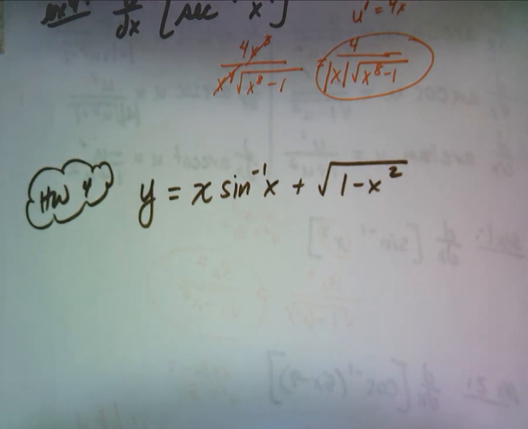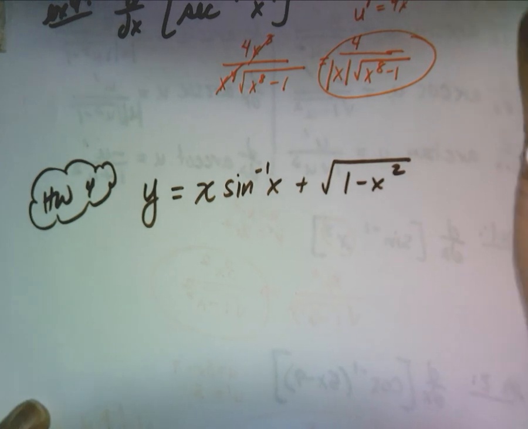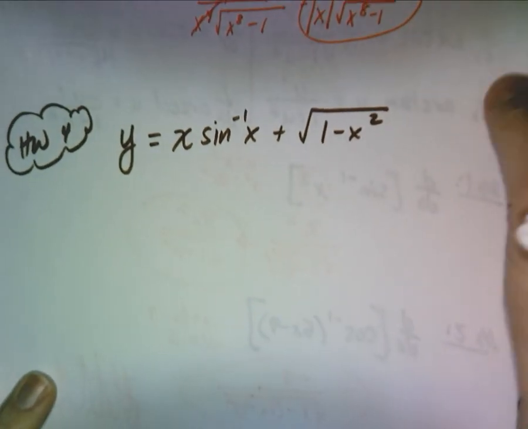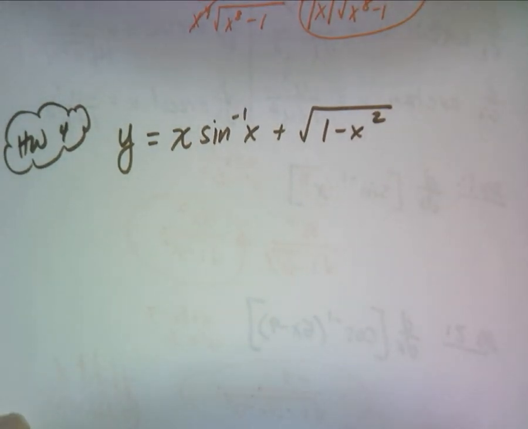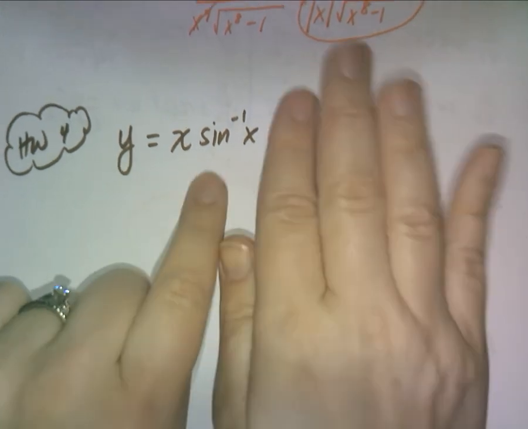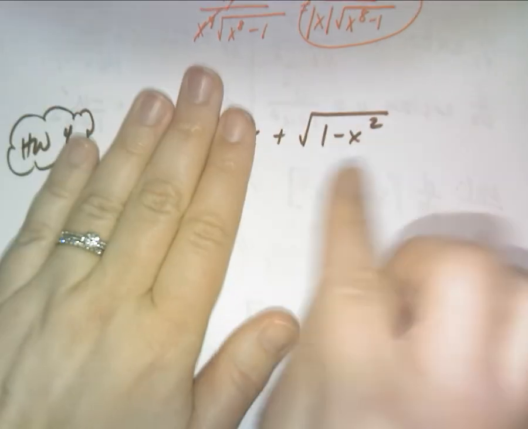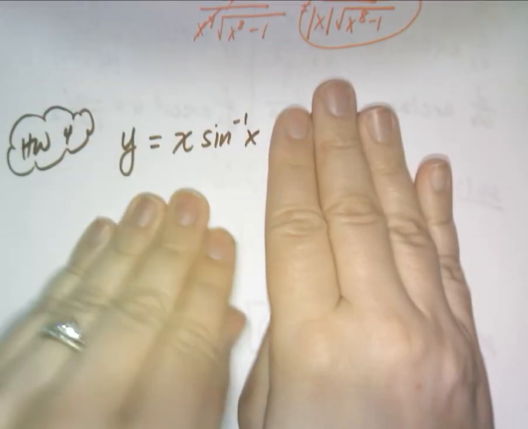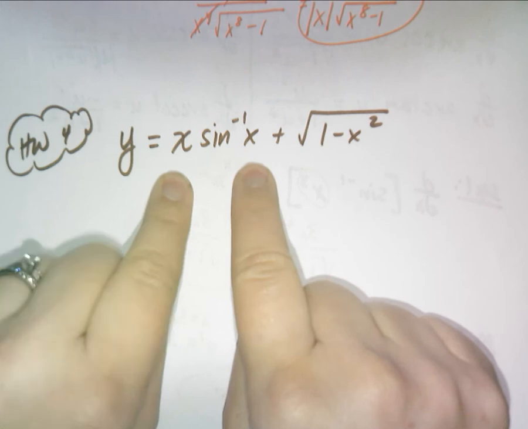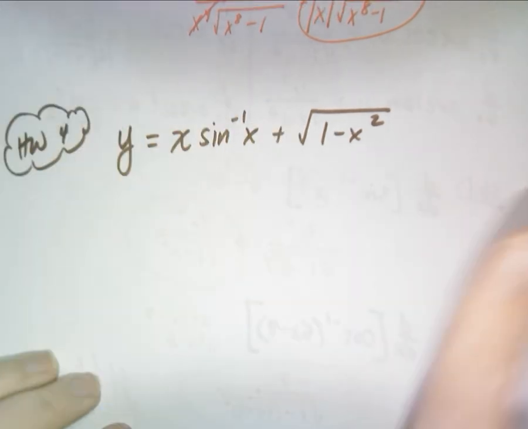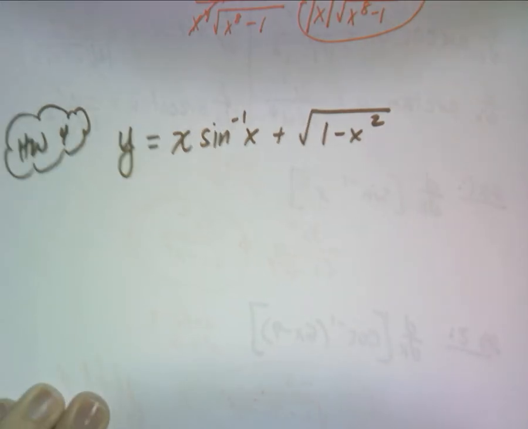y equals x times inverse sine of x plus square root of 1 minus x squared. I think this is what you had a big problem with when we did a harder derivative worksheet. When you have a plus, you take each derivative separately. You work them separately. So we're going to work this one separately, and then we'll do this one separately. Okay? So this is product rule.